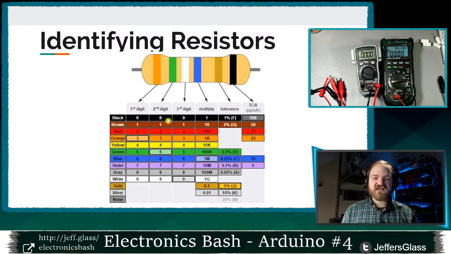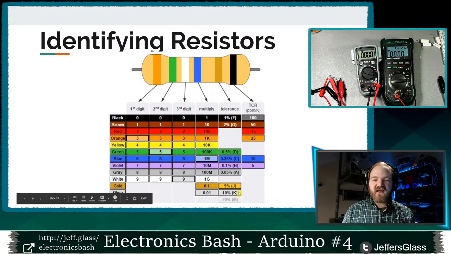Normally, you just have a first digit, a second digit, a multiplier, and a tolerance. One question is, my resistor is labeled from one end to the other. How do I tell where to start? Well, often you're talking about either a 5% or a 10% tolerance in real life. So gold or silver will be this last band. And as you can see, gold and silver don't represent any digits. So you know that your gold or your silver band is your tolerance band. So that's the end of the resistor. So start reading from the other end.